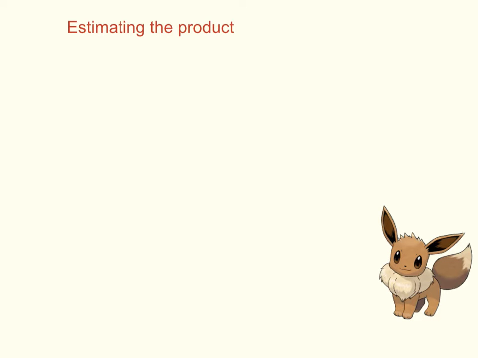All right, there are two ways you can estimate a product, and that's a multiplication problem, especially when the numbers are really large and you might not know what the answer is by just looking at it. So you're going to learn two strategies. One's called rounding and the other's called compatible numbers.